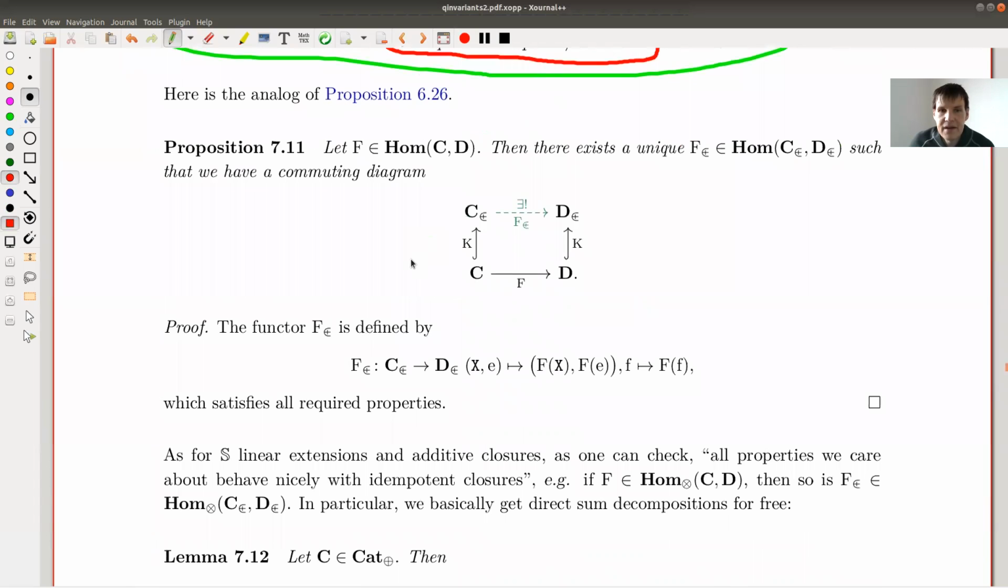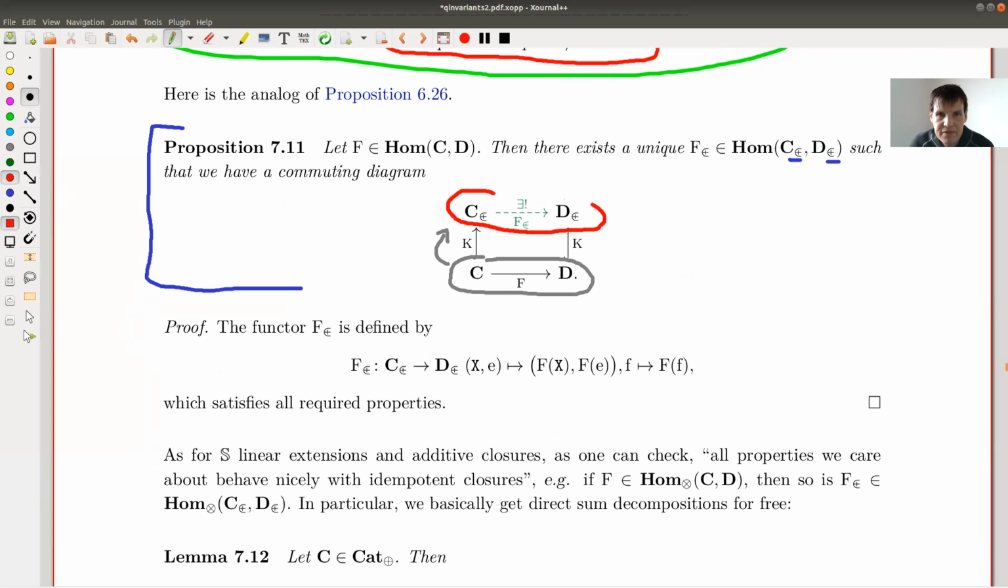Okay, and before we move on, let me just say, remember this was kind of so simple here for what we just discussed. These are really good. The idempotent completions are really harmless. And this proposition just says, okay, let's say you have two categories and a functor, and you can uniquely lift it to a functor between the idempotent completions. So not just, it really just is, right?